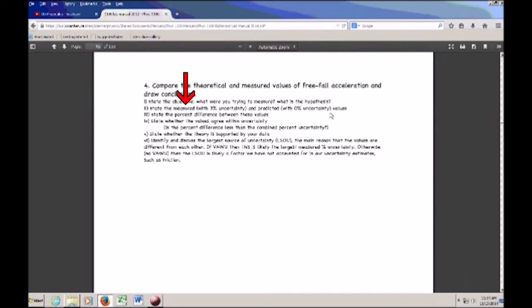The second thing that goes in the conclusion is they say state your values. State your measured value and your predicted value, and include their uncertainties and also their units. So again, in a full sentence, you just write it out.